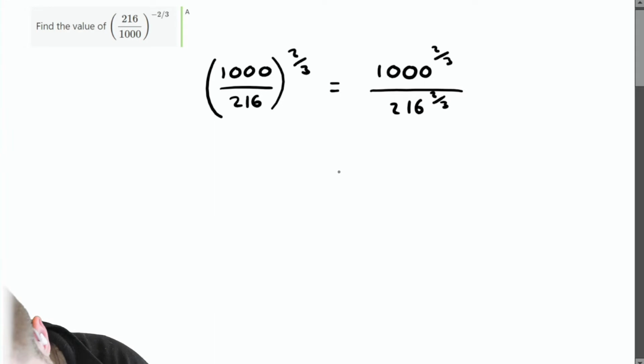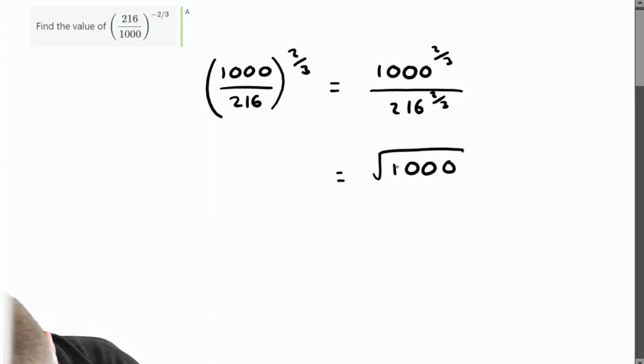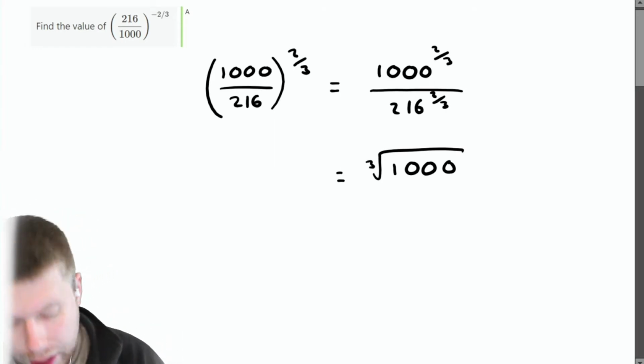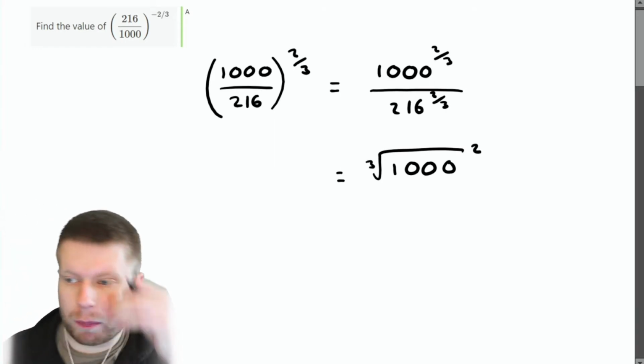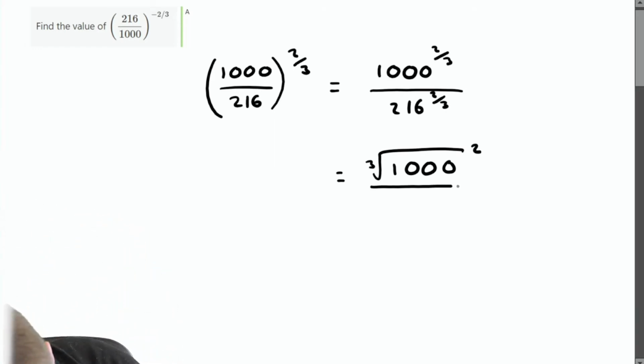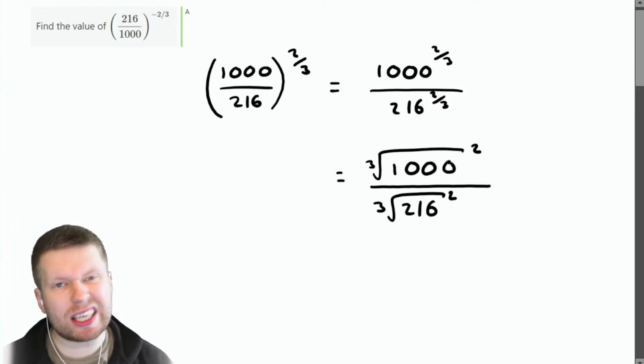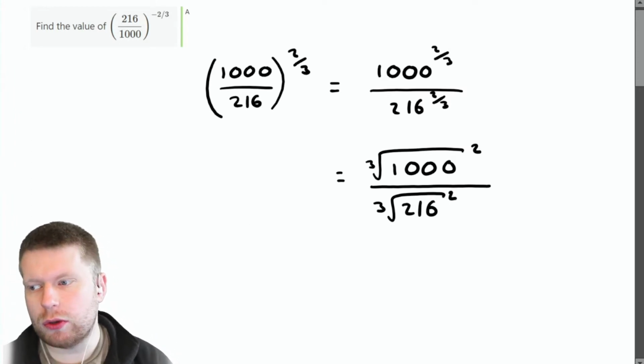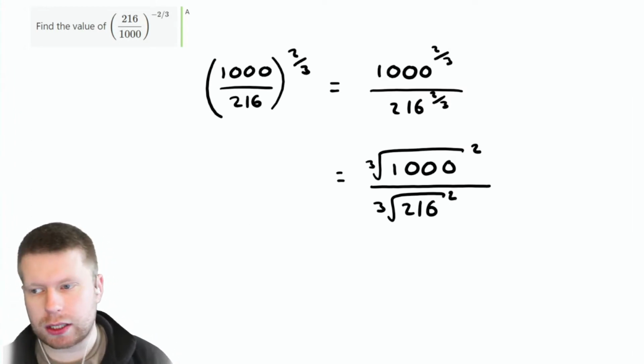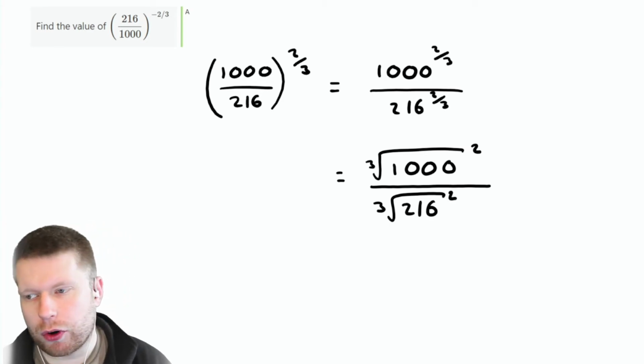So let me write that in. So I have 1000 cube rooted, because that's what that 3 does, it climbs down, and I still keep this 2 up there, it's still the power of 2, and the same on the denominator as well actually. So I have 216 cube rooted to the power of 2. Now it's worth noting that it doesn't really matter in which order I do these things, so whether I cube root first and then square, or whether I square and then cube root.